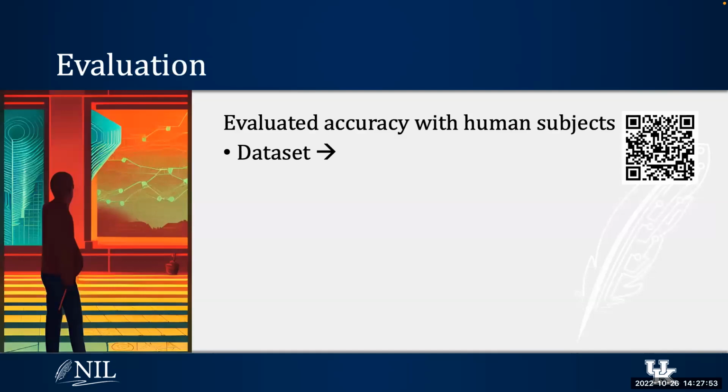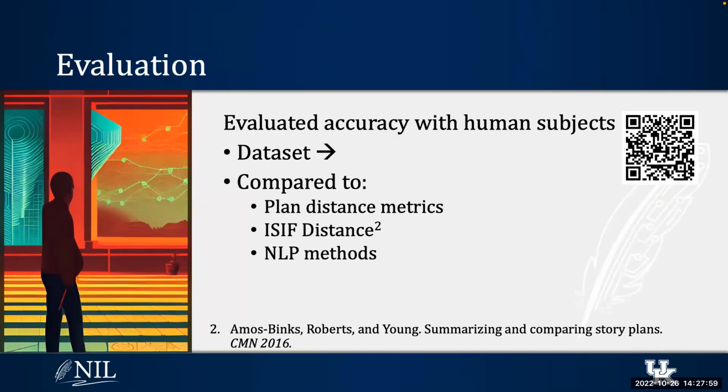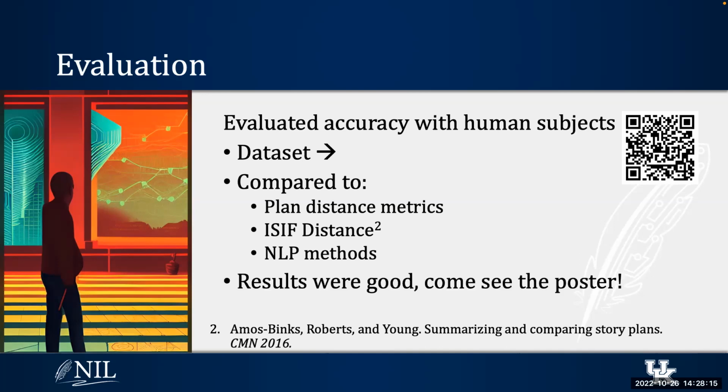And so we evaluated that distance metric by comparing it to human assessments of story similarity. Our data set is there. And we compared it to several other distance metrics. Some of them are plan distance metrics that are syntax only, and ISIF distance, which takes into account some story semantics, and then some linguistic methods, including BLEU and ROUGE, and one that is based on BERT. And our results are pretty good, so come talk to me at the poster.